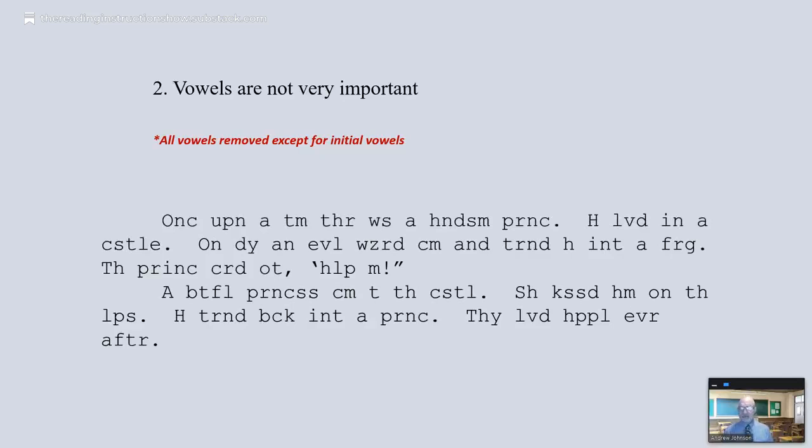Once upon a time, there was a handsome prince. He lived in a castle. One day, an evil wizard came and turned him into a frog. The prince cried out, "Help me."